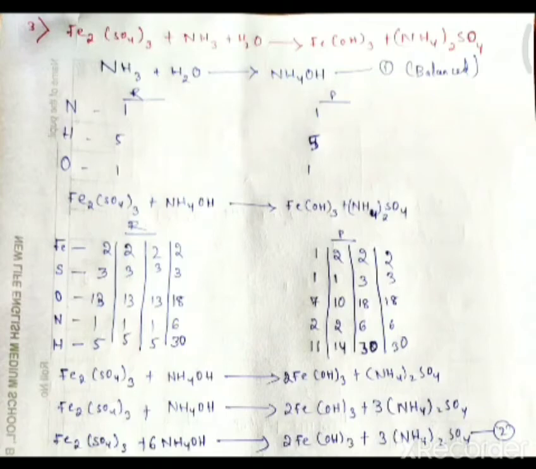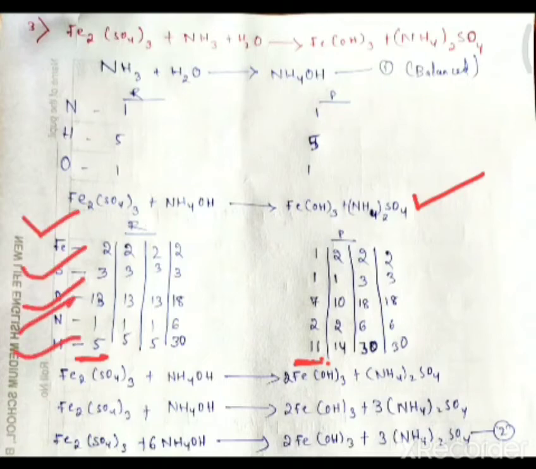Then let's see your second equation: Fe2(SO4)3 plus NH4OH gives rise to Fe(OH)3 plus (NH4)2SO4. So in the first step we will write how many atoms are present on both sides and what the atoms are. That is, on both sides iron, sulfur, oxygen, nitrogen and hydrogen are there. So first we have to check whether it is balanced or not. In the first step, in the reactant part, how many iron atoms are there?